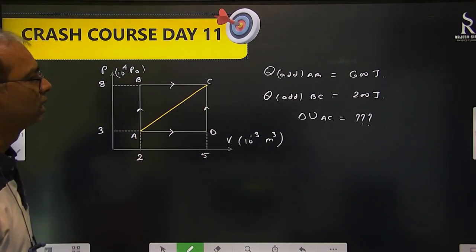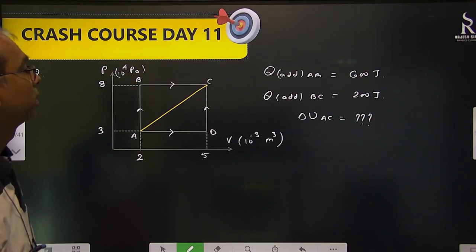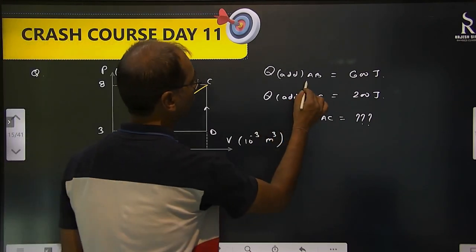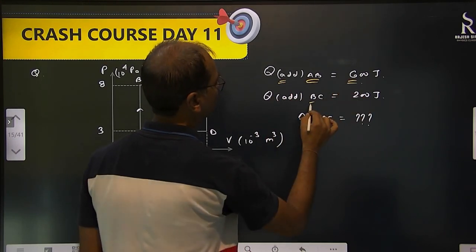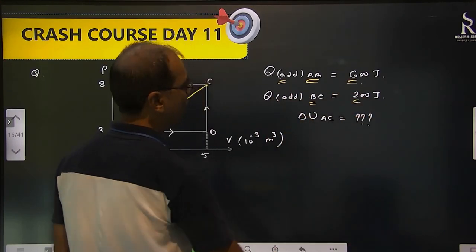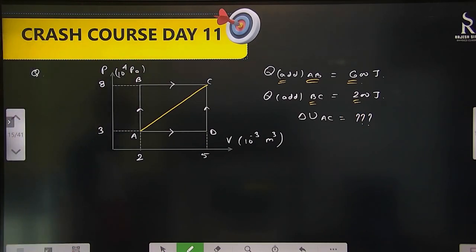The question is asking us for delta U AC, and what is given? He said that during the AB process, 600 joule of heat is added, and during the DC process, 200 joule is added. So what is the change in internal energy? Okay, fine. We have to find delta UAC.